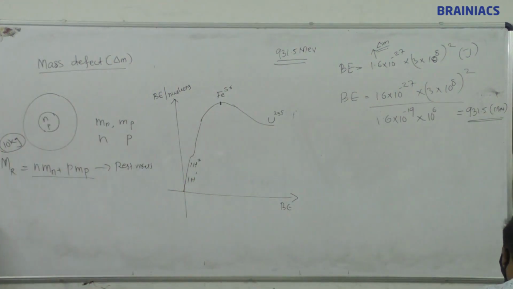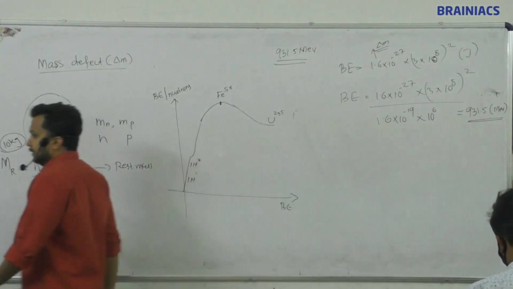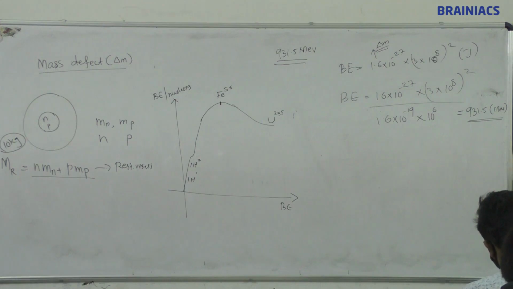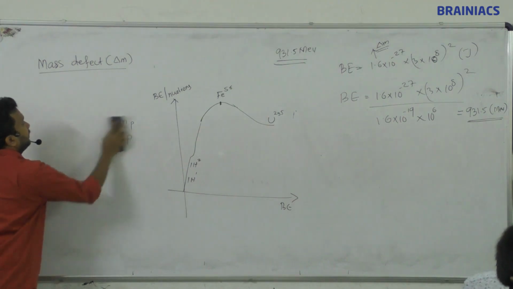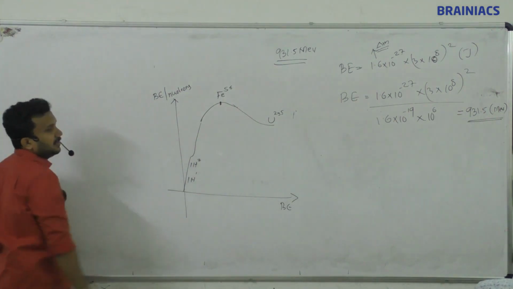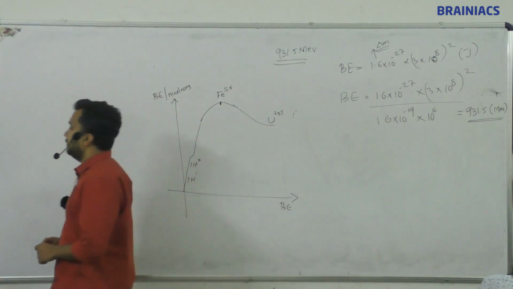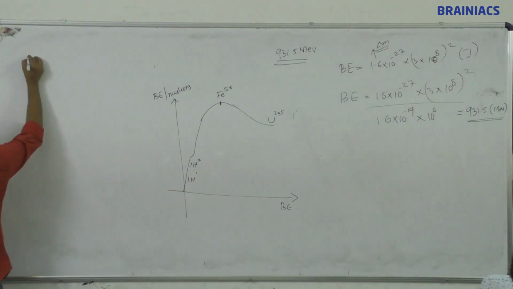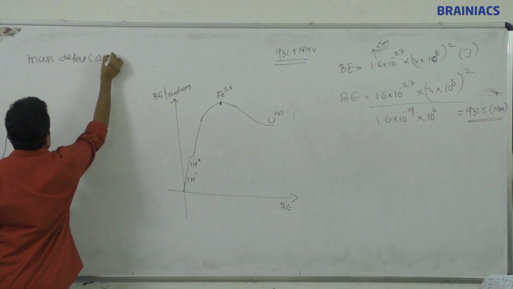So we'll write mass defect. Mass defect is the difference in mass between the rest mass of the nuclei and the experimental mass. This is called the mass defect, delta M.